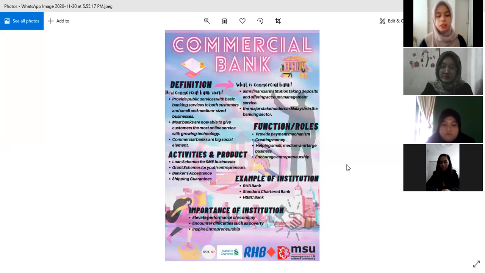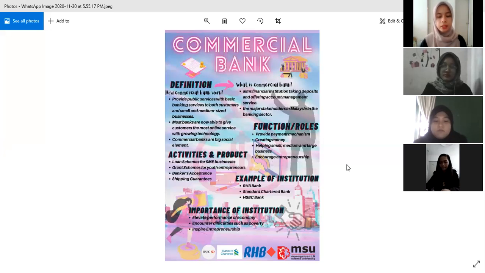Okay, so I will proceed to the importance of the institution. The first is evaluating the performance of the economy. Commercial banks can help to evaluate the performance of the economy through better performance of the bank. Commercial banks can help Malaysia stabilize its financial performance, improve the standard of living of Malaysians, as well as enable Malaysia to compete with other countries.